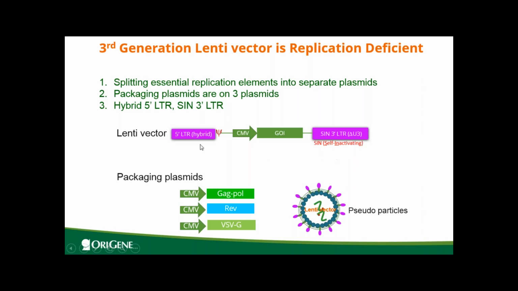So after integrating into the host genome, this viral genome cannot replicate because of the deletion in U3. So this makes the virus replication deficient. Therefore, after infecting your target cells, no more virus is produced.